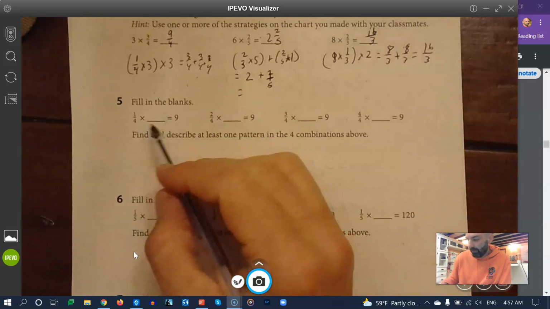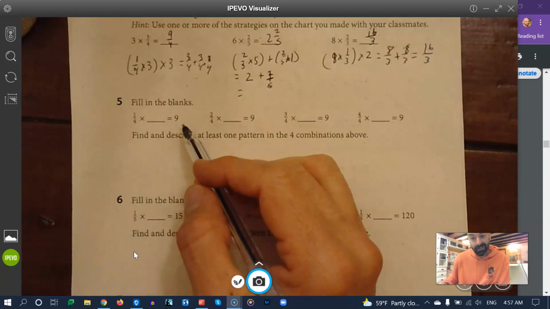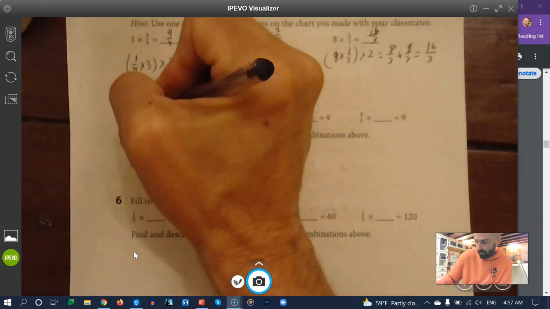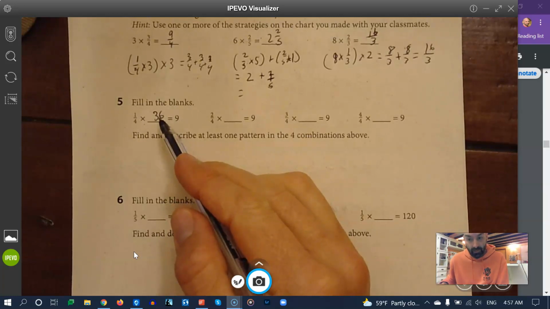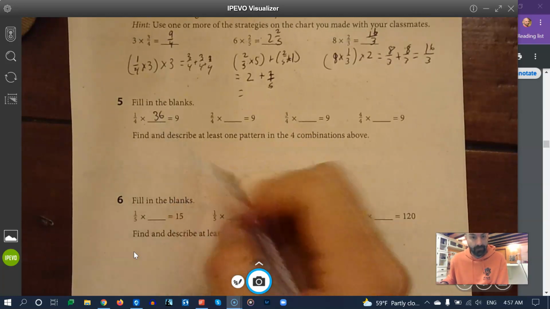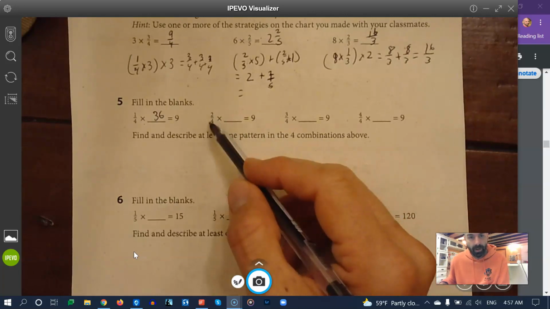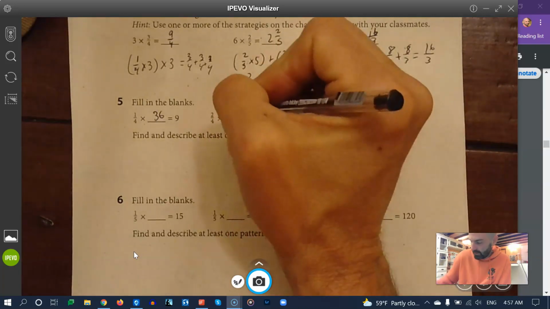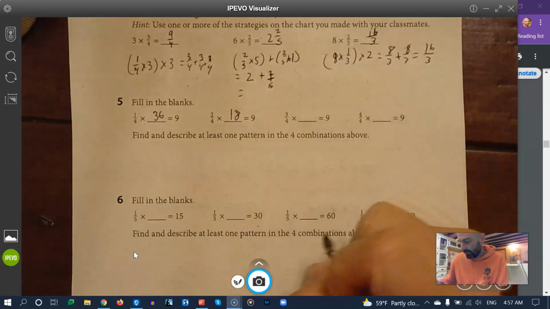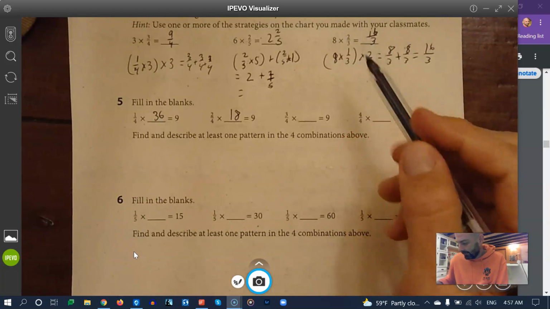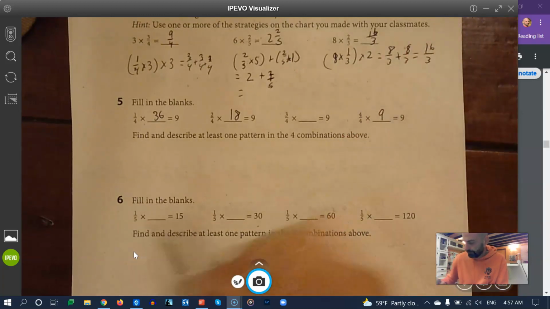All right, fill in the blanks. 1/4 of some number is 9. Well, I can think of that as 9 times 4 is 36. So 1/4 of 36. Again, half of 36 is 18. Half of that is 9. 2/4 of something is 9. So we're looking at 1/2 of 18 is 9. 3/4 of something is 9. 1 times something is 9, so that's 9.